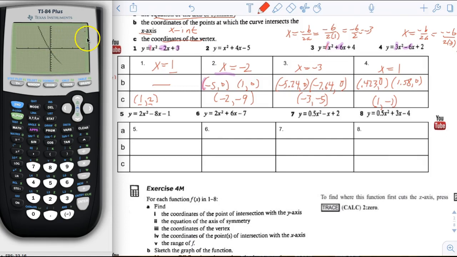Oh, I forgot to adjust my graph. Let's make the zoom go back to the regular zoom. The regular zoom is called zoom standard. So we just go down to option, where is it? Oh, there it is, option 6.